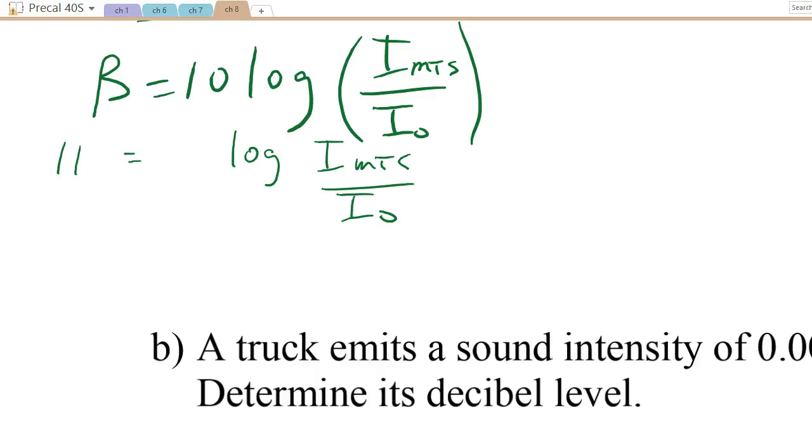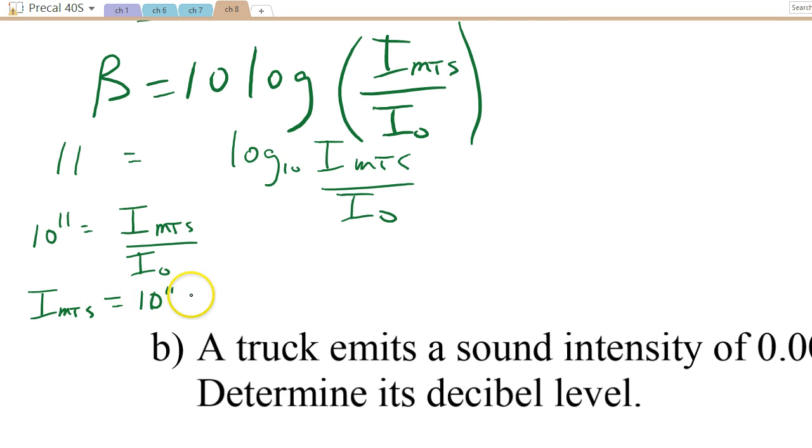Now is the time that I can change to exponential form. So 10 to the power of 11 is equal to the intensity of sound at the MTS center when we score a goal compared to the threshold of hearing. It's a 1 with 11 zeros times more intense. So solving for the intensity at the MTS center, it's going to be 10 to the power of 11 times the threshold of hearing.